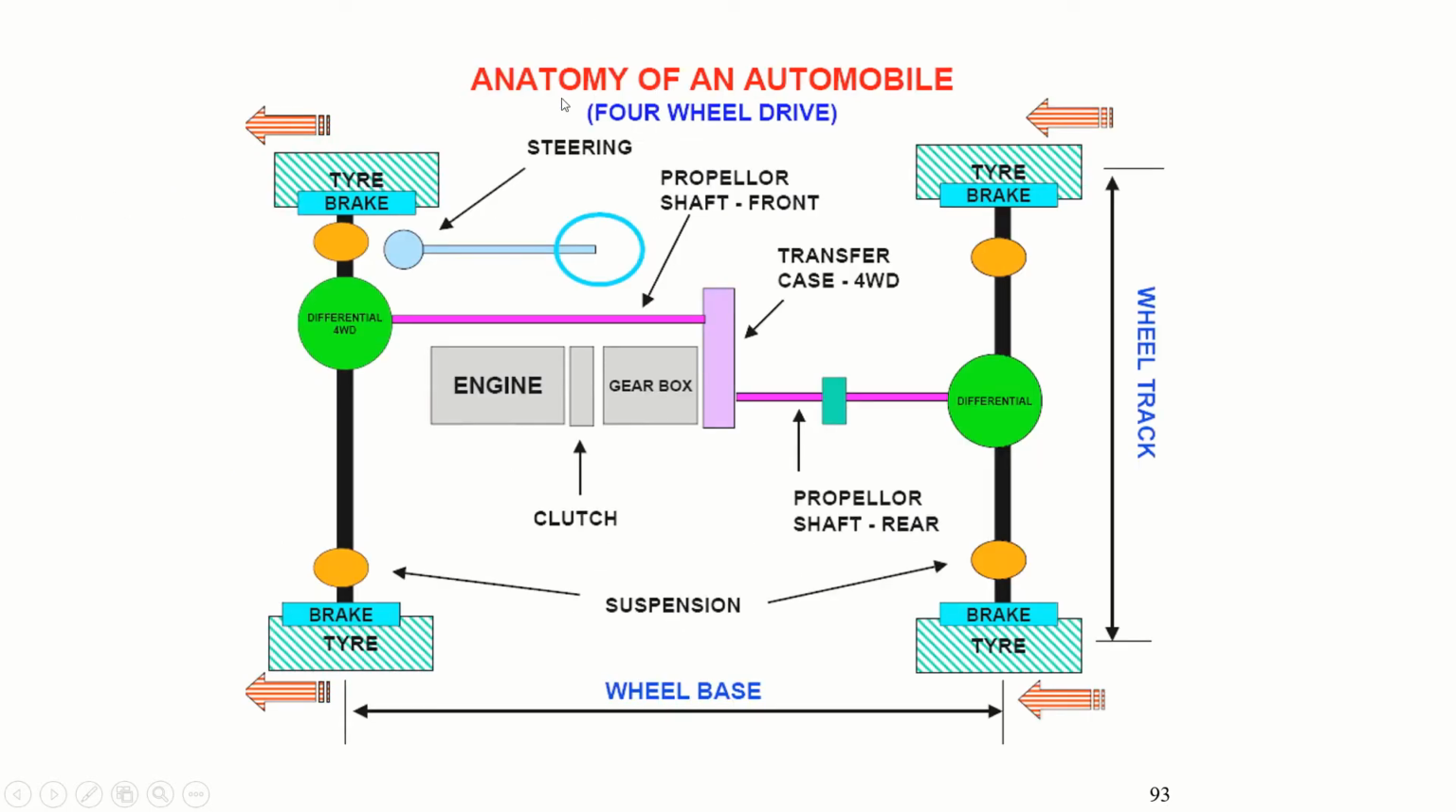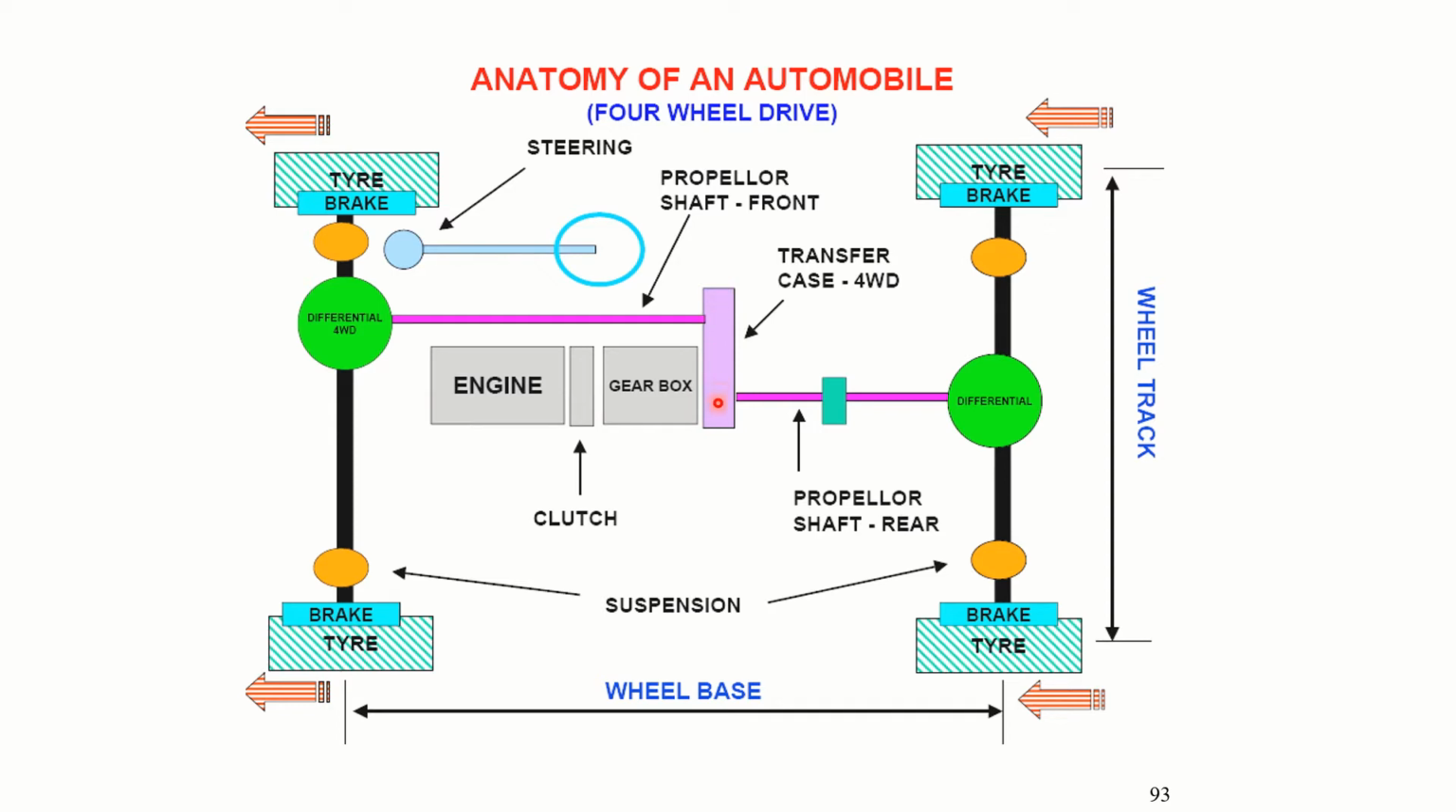Okay, now let us see the location of the transfer case. Earlier we have studied the anatomy of an automobile. In that you can clearly see that this is the powertrain part. Here we have the engine. Then we have the clutch, the transmission or the gearbox. The output shaft of the gearbox is connected to this transfer case.